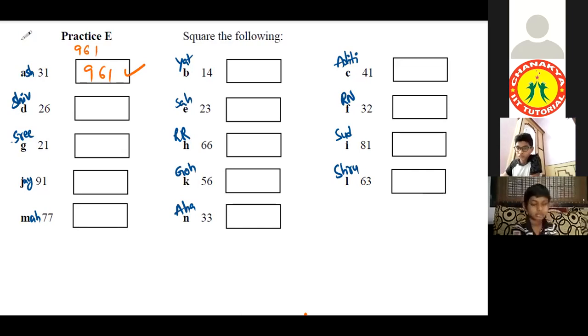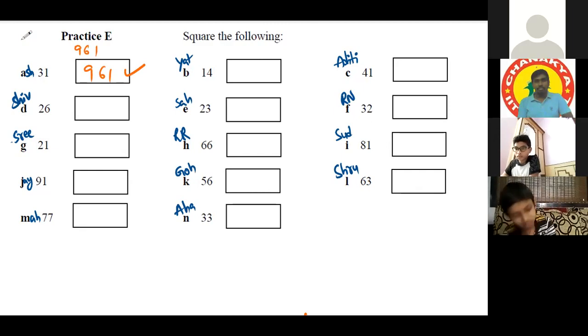Carry on. Yadharth, ready? Yes, sir. We will write 14 and 4. 1 1s are 1, duplex of 1 square is 1.